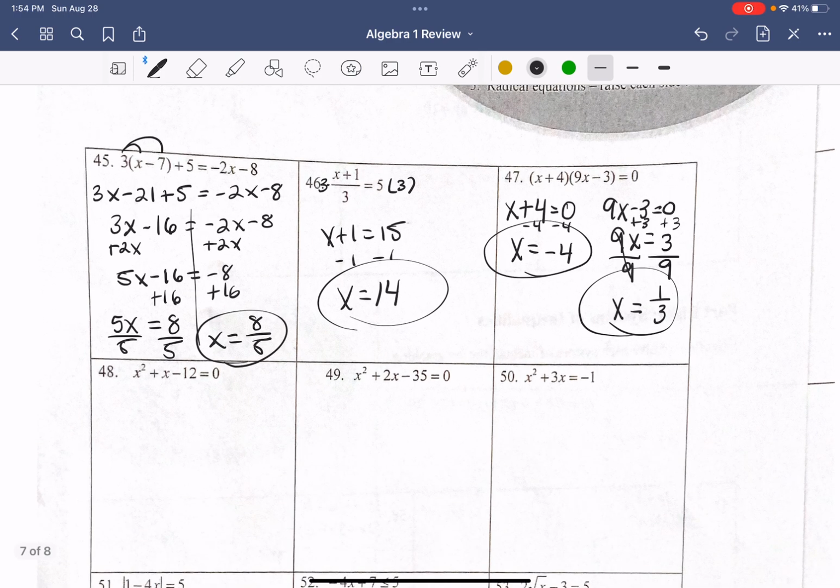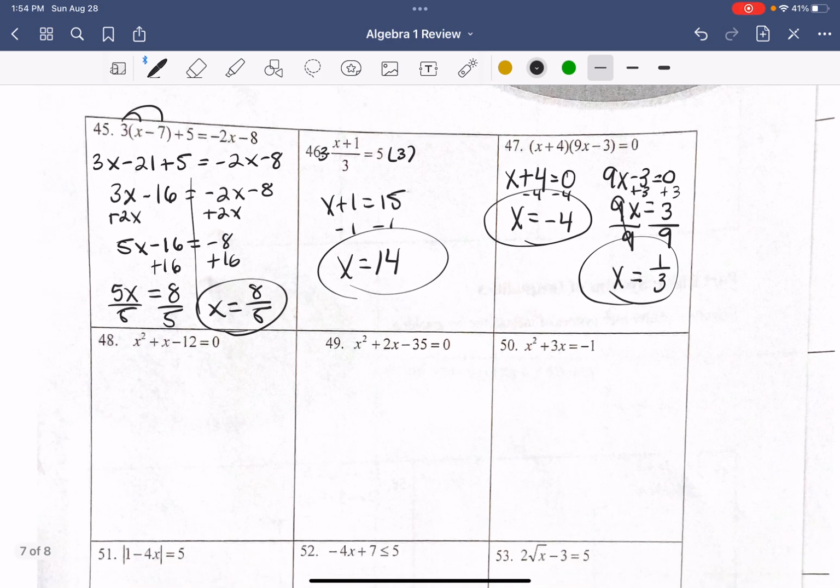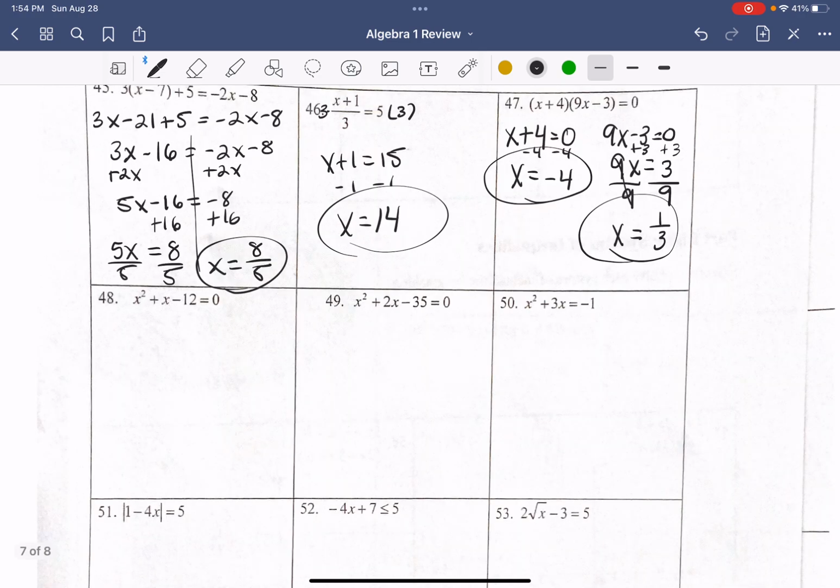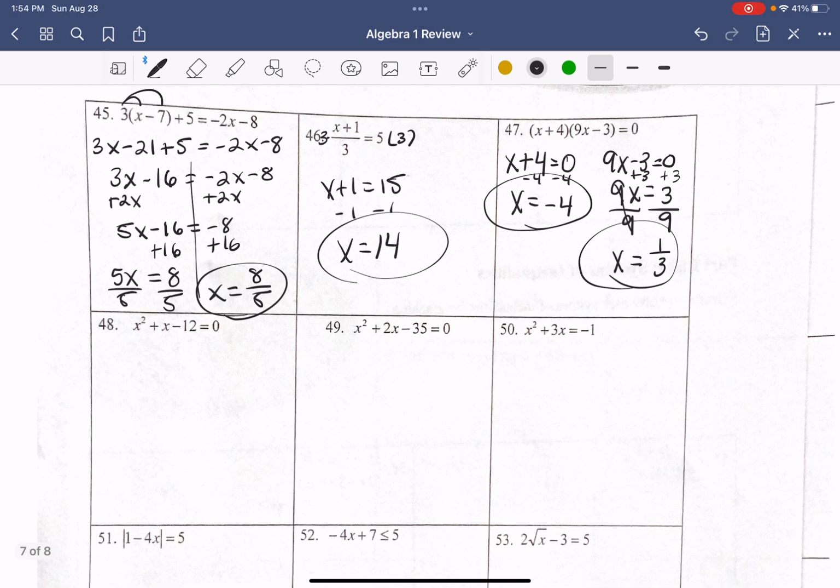Okay, moving on to 48. To solve this one, we're going to do a similar type of thing to what we did in 47. So we need to start by factoring it. So I've got negative 12, and then there's a 1 in the middle. So I need numbers that are right next to each other. So how about 3 and 4? So x, 3 and 4, this is going to equal 0.